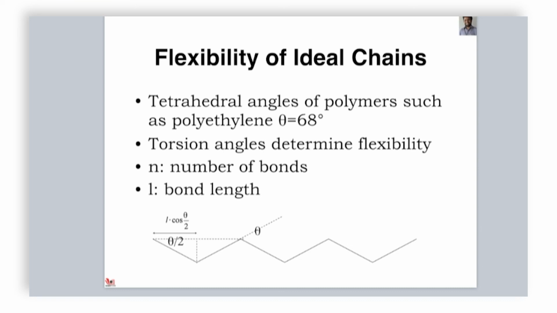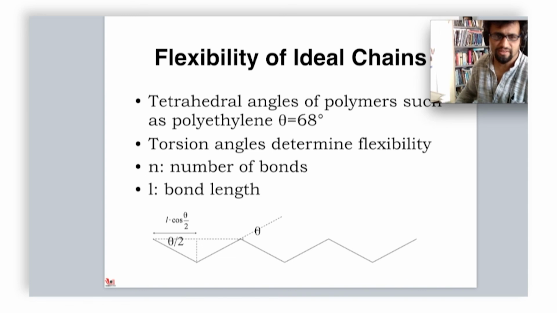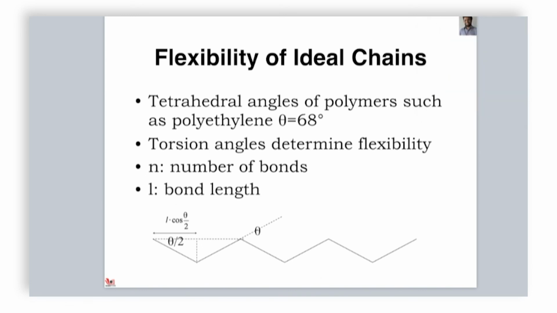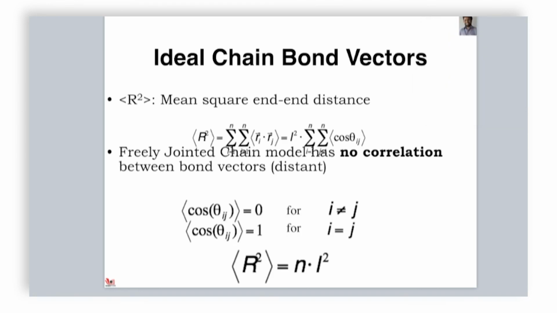So the flexibility of ideal chains can be considered with very simple non-biological chains such as polyethylene, which have canonical 68 degrees between each chain position, and the torsion angles determine flexibility. The number of bonds and bond lengths are then geometrically determined, and these can be used to find the so-called Rmax value, which is geometrically n times the length of each rigid segment times cos theta by 2, which is the angle between every segment.